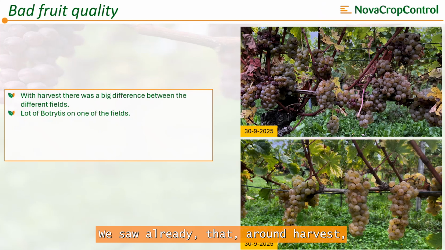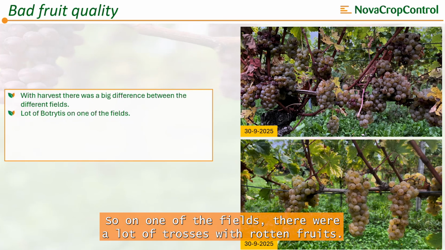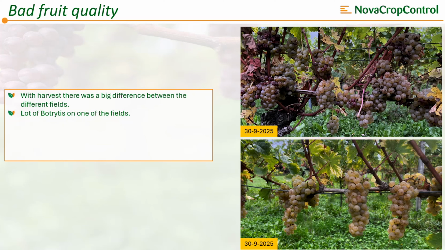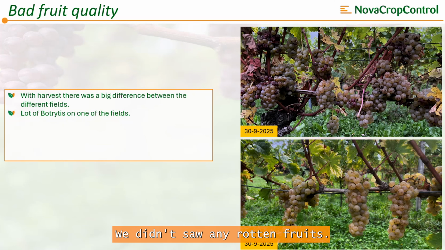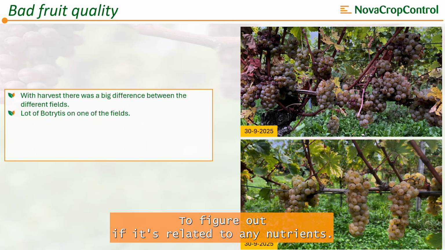We saw already that around harvest there was a big difference in fruit quality. On one of the fields there were a lot of trusses with rotten fruits, compared to the other 2 fields where the quality was still good; we didn't see any rotten fruit. So one of the fields was really bad, and we wanted to look at the nutrient differences between those 3 fields to figure out if it's related to any nutrients.